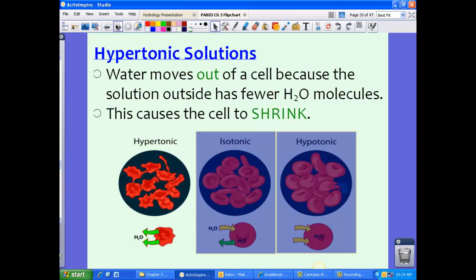So, specifically, a hypertonic solution. Water moves out of a cell because the solution outside has fewer H2O molecules. So remember, it moves from a higher concentration to a lower concentration of water. So this causes the cell to shrink. The cell is going to shrink, it's going to shrivel, and unfortunately, it might die because it's not doing its job.